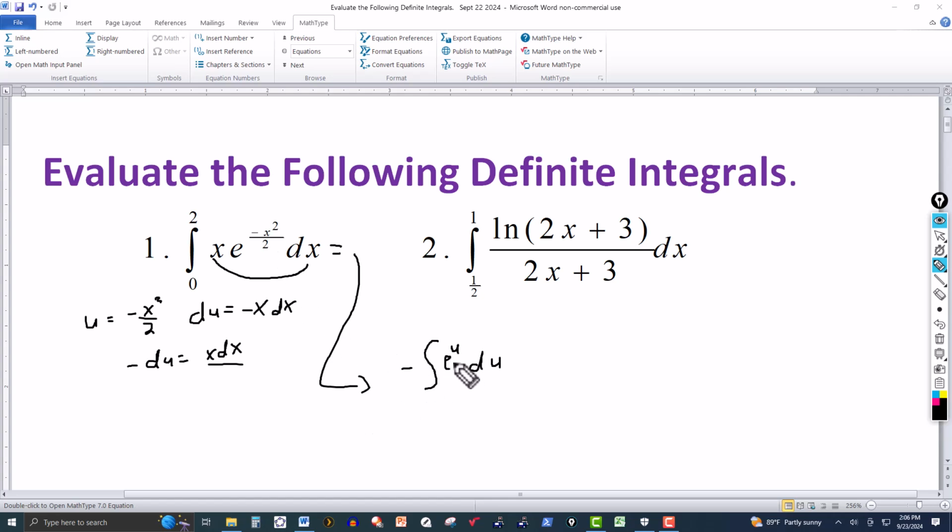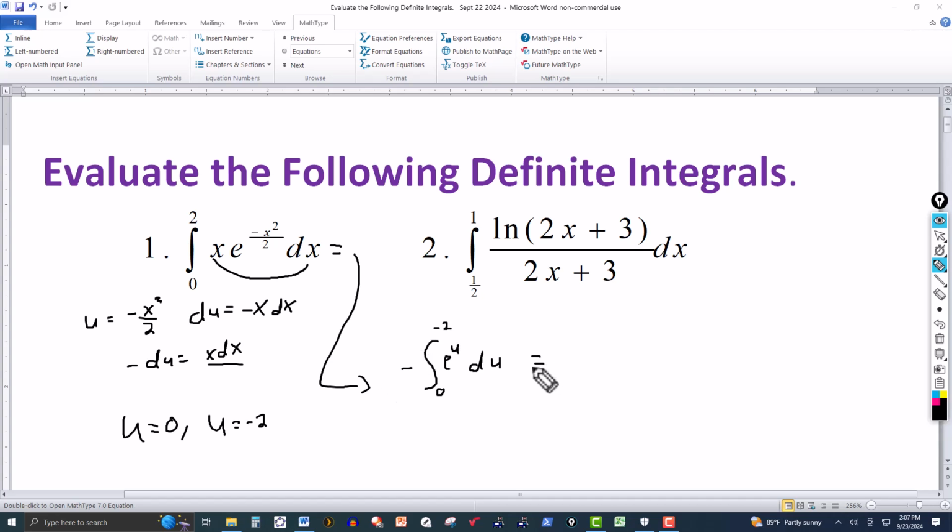Now we could go ahead and do the integration here and then go back to the original limits of integration. But let's just do this. When x is equal to 0, the bottom limit, this will be 0 squared minus, but this is going to be 0, so u would be 0. That'll be the lower limit. Upper limit is 2, so when x is equal to 2, it's 2 squared is 4, divided by 2 is 2, and then I got a minus, so u would be negative 2. So the new limits, instead of 0 to 2, will be 0 to negative 2.